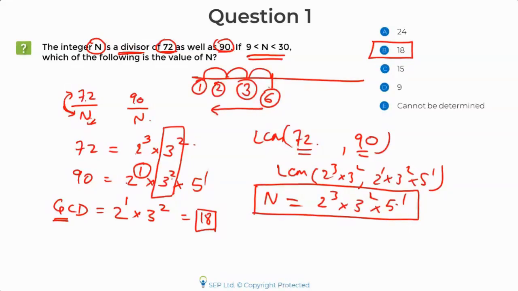When I say multiple, it would be greater than those numbers, like 12, 18, 24, and so on and so forth. So if I'm looking for a divisor of this, I'm looking for a number which is smaller than this or equal to this. Okay.